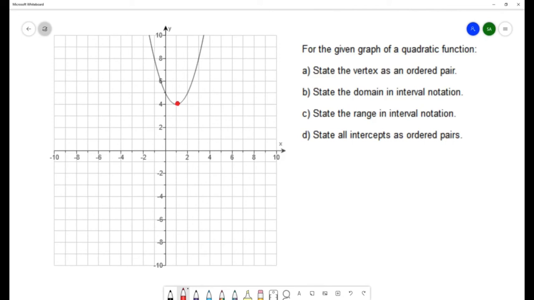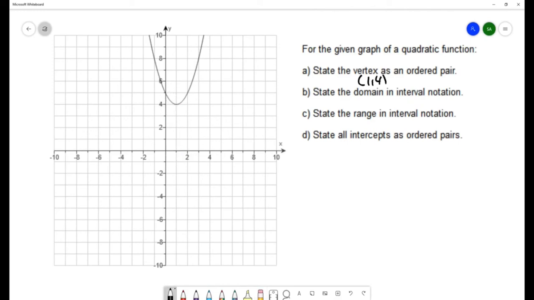If it were a down-facing parabola, it would be the top of the hill, top of the peak. So I can read the ordered pair from the graph here. It has an x-coordinate of 1 and a y-coordinate of 4. So the vertex of this quadratic function is the ordered pair (1, 4). The next thing we want to find is the domain of this quadratic function.